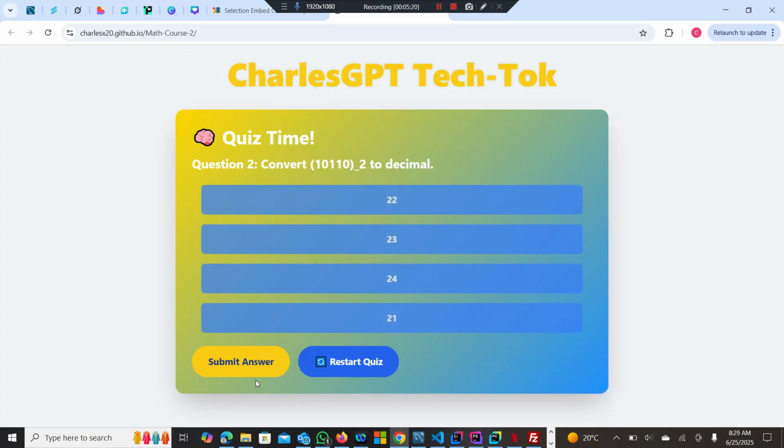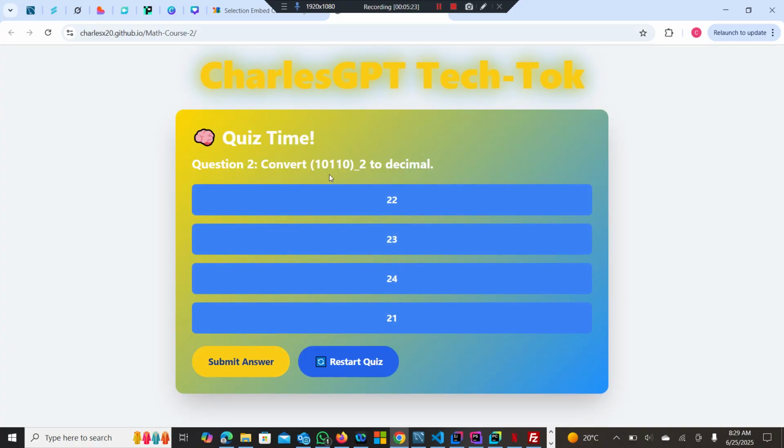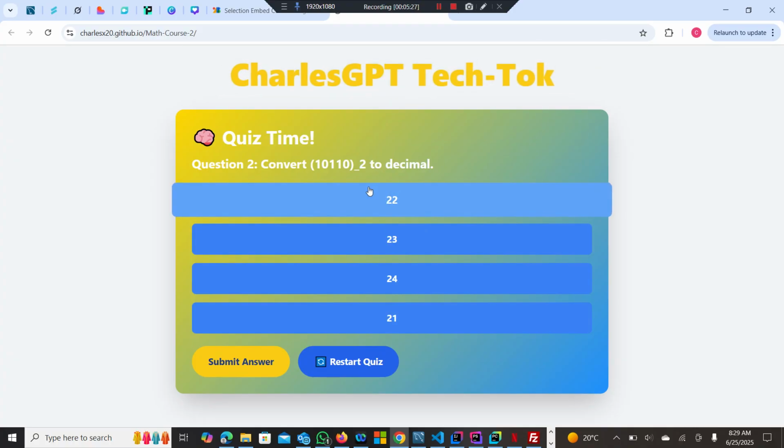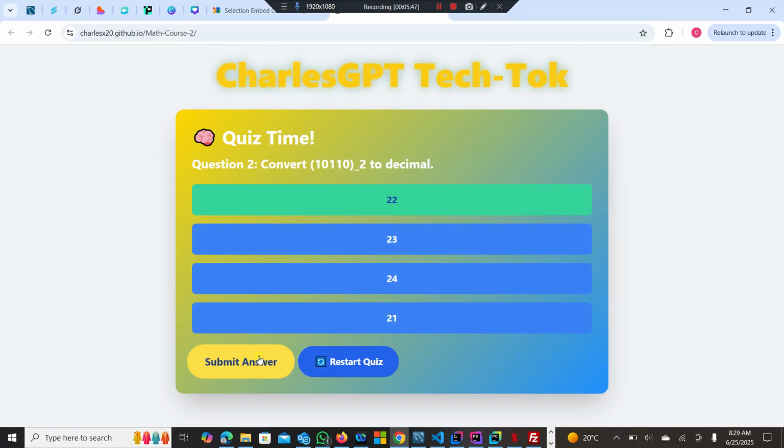Next question: convert 10110 to decimal. You shouldn't take any offense; I'll just be going through all the questions and reading the solutions I give. But since it's my own quiz, it won't be fair if I keep answering correctly, so I might purposely fail some. So it's 22, I think.